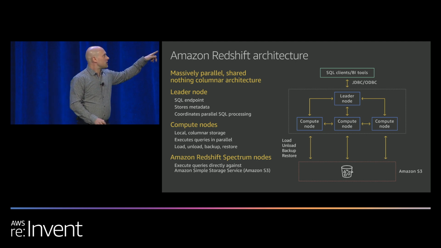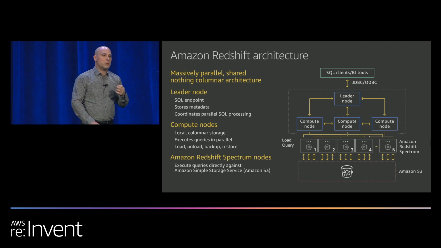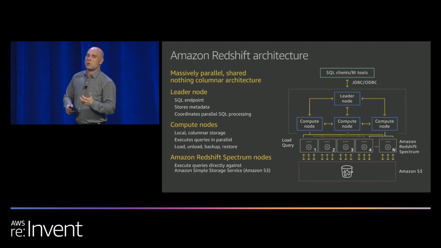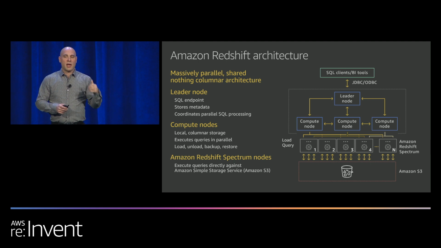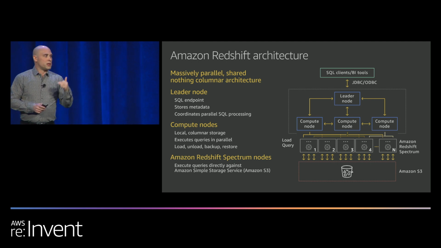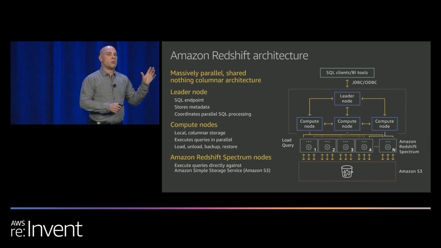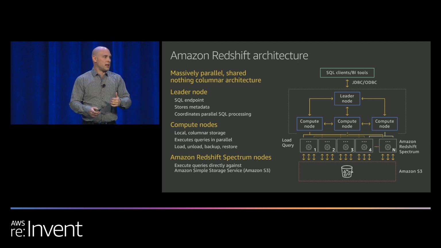Then a little over 2 years ago, we launched something we call Spectrum. Spectrum is a layer of compute that sits between your compute nodes and S3, and it's provisioned dynamically at query time. What it does is it exposes your data, hopefully in a data lake, and that data might be in Parquet or ORC, CSV even, JSON, et cetera. It allows you to expose that raw data on S3 into Redshift as an external table. You can then query that external table with the same SQL syntax you use for any other table in Redshift, and you can even join the data in S3 to local tables stored in Redshift.